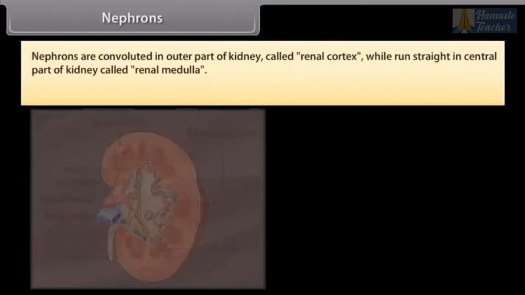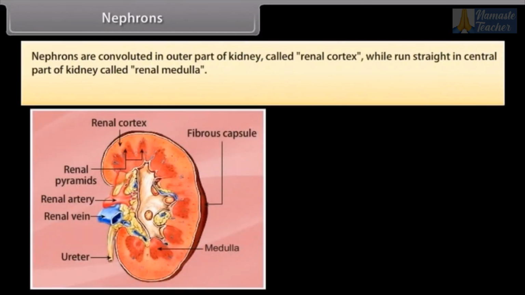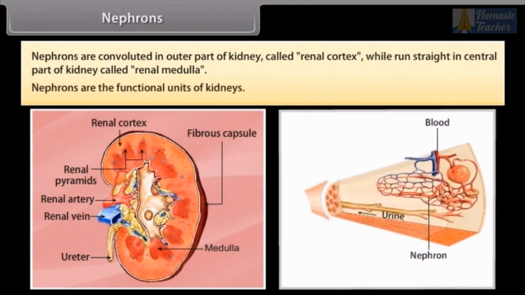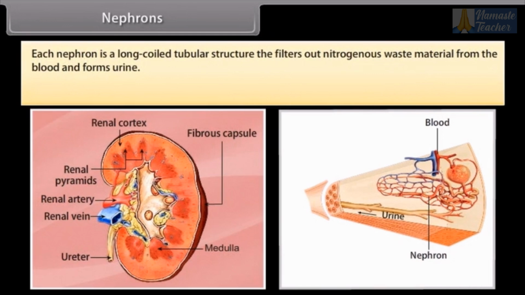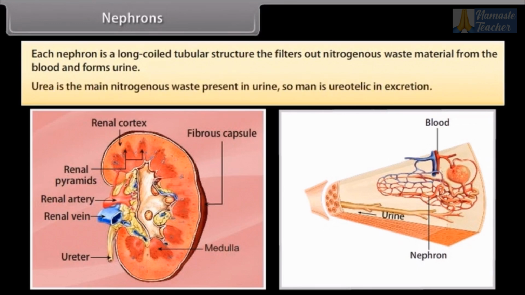Nephrons. Nephrons are convoluted in outer part of kidney called renal cortex, while they run straight in central part of kidney called renal medulla. Nephrons are the functional units of kidneys. Each nephron is a long coiled tubular structure that filters out nitrogenous waste material from the blood and forms urine. Urea is the main nitrogenous waste present in urine, so man is ureotelic in excretion.